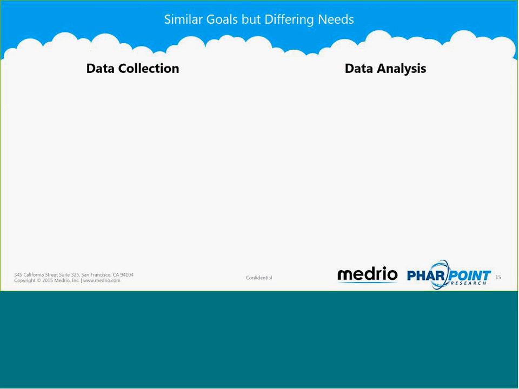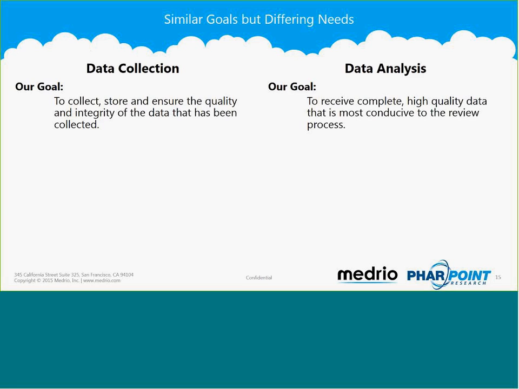So let's look at some of these goals and realize how some goals are similar, yet there is a difference between the needs of the two user groups, whether it's the group for data collection or the group for data analysis. The goal for data collection is to collect, store, and ensure the quality and integrity of the data that's being collected. Whereas for the analysis group, we want to receive the complete high-quality data that's most conducive to the review process.